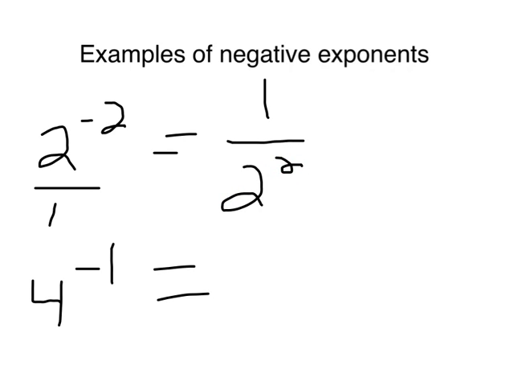So if we go ahead and figure this one out, we get 1 over 4. We can do the same thing with 4 to the negative 1. It's going to become 1 over 4. And if you want, you can write a positive 1 there. It doesn't matter, because we know from the exponent identity rule, anything to the 1 is just the base.